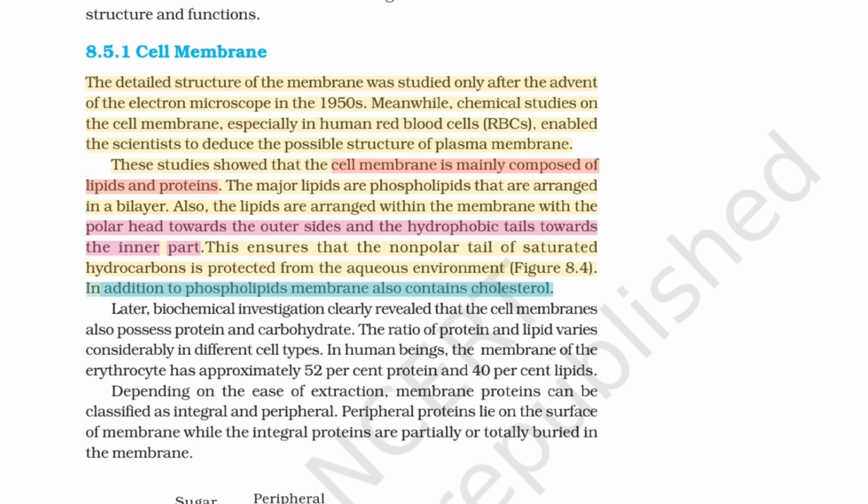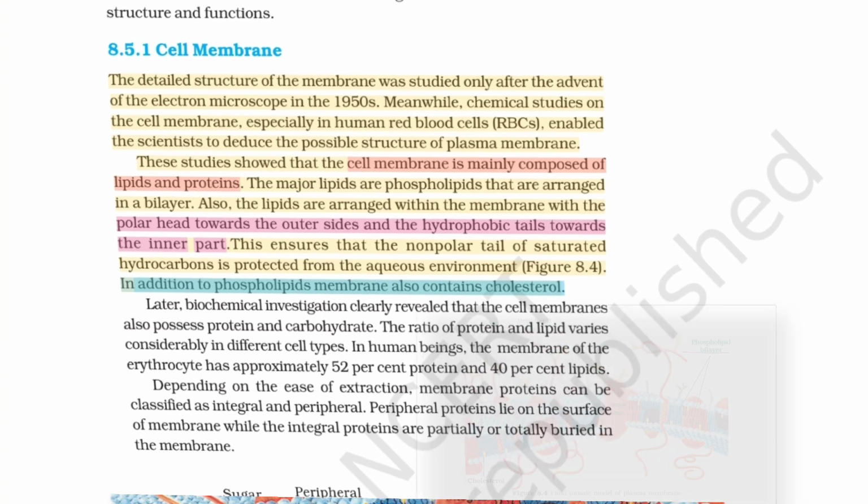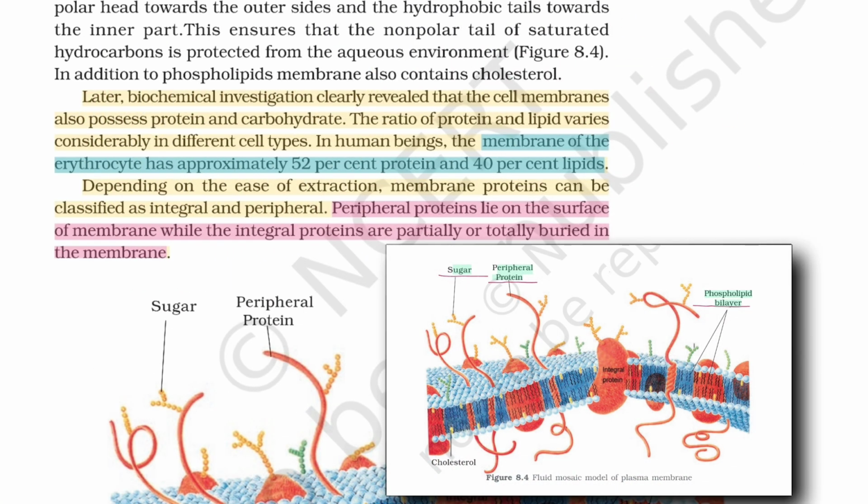Also, the lipids are arranged within the membrane with the polar head towards the outer sides and the hydrophobic tails towards the inner part. This ensures that the nonpolar tail of saturated hydrocarbons is protected from the aqueous environment, figure 8.4. In addition to phospholipids, membrane also contains cholesterol. Later, biochemical investigation clearly revealed that the cell membranes also possess protein and carbohydrate.